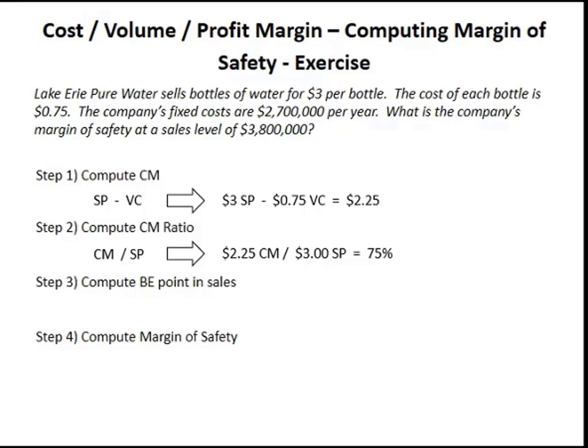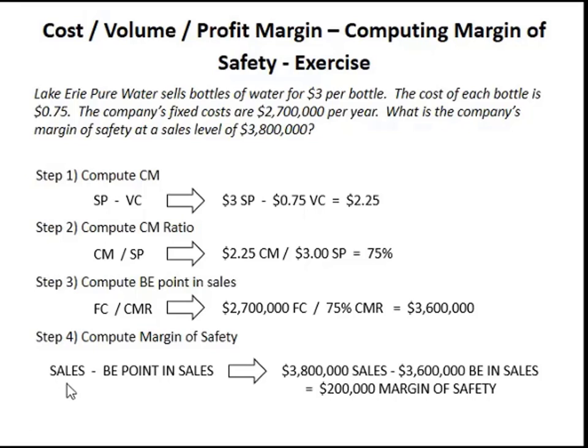Step number 3 then is we have to compute our break-even point in sales. So we use our break-even point in sales formula, which is our fixed cost divided by our contribution margin ratio. We know our total fixed costs are $2,700,000 a year, and we know our contribution margin ratio from step 2, which is 75%. So we divide the 75% into the $2,700,000 fixed cost, and we end up with our break-even point in terms of sales of $3,600,000.